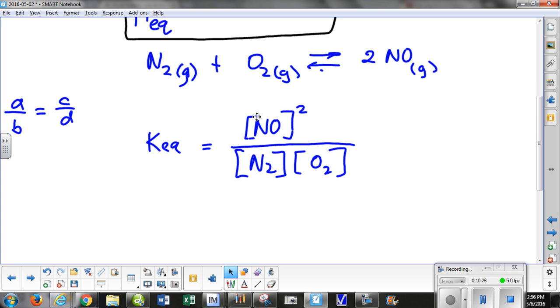Okay, so a concentration of NO over the concentration of N2 and O2. Now notice something here. This 2 means you got a coefficient or an exponent. The coefficient becomes an exponent in the equilibrium expression. Okay?